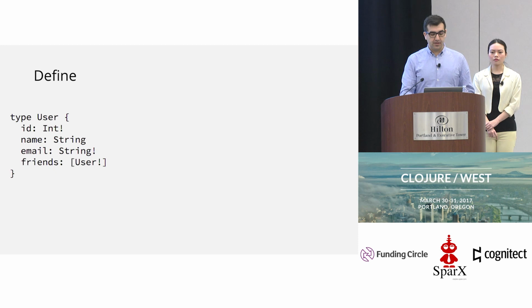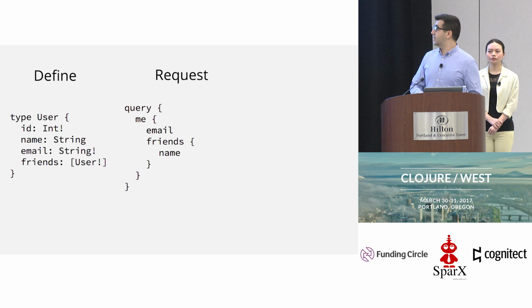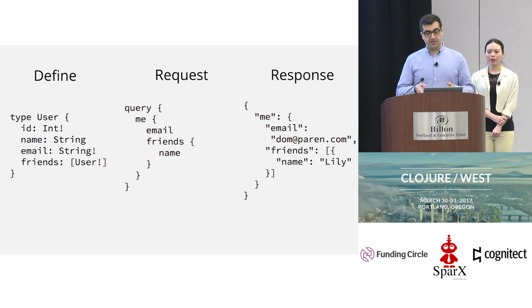Next, a client will send a request. This particular request is a query, and we're asking for me, the current user, we're asking for my email address and the names of my friends. And then the server will send a response with the correct data based on the request. So as you can see here, only requested fields are returned. There's no IDs for your friends or anything that you didn't specifically ask for.